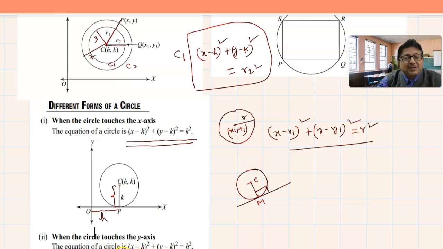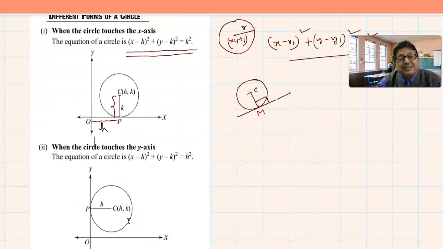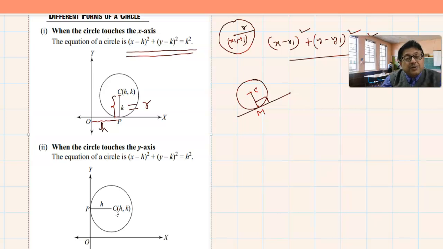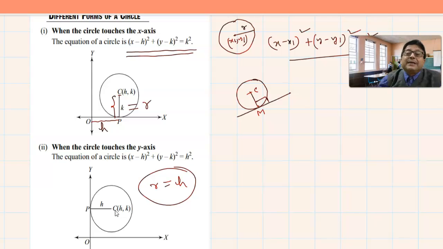How do we get the equation of a circle when it touches the y-axis? This time the radius was equal to k. But when you take the circle touching the y-axis, then h is the length of the radius. R is going to be equal to h this time, and the equation is going to be (x minus h) whole square plus (y minus k) whole square equal to h square. We are using the same approach here.